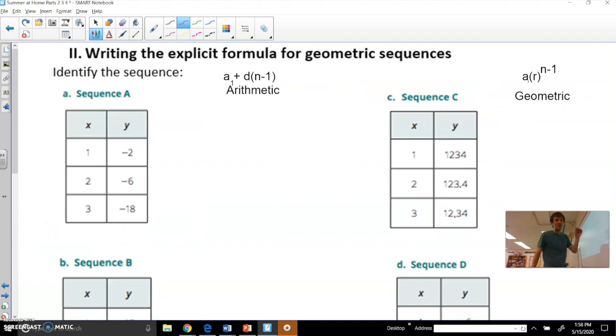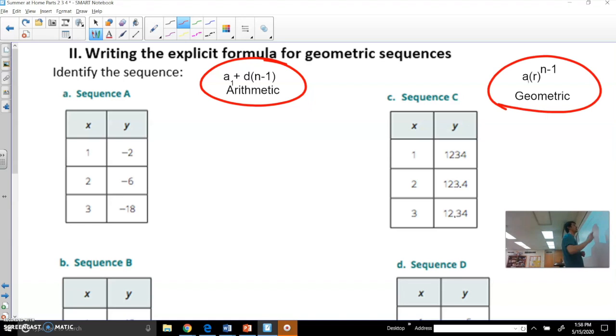So let's talk a little bit about explicit formulas for geometric sequences. We talked a little bit about arithmetic in a former video. We're going to talk a little bit more about geometric. And so geometric, you got to lock in on what that first number is in the sequence. What is that common ratio? What are you multiplying by to get to the next term? And then n-1 is just a part of your power.